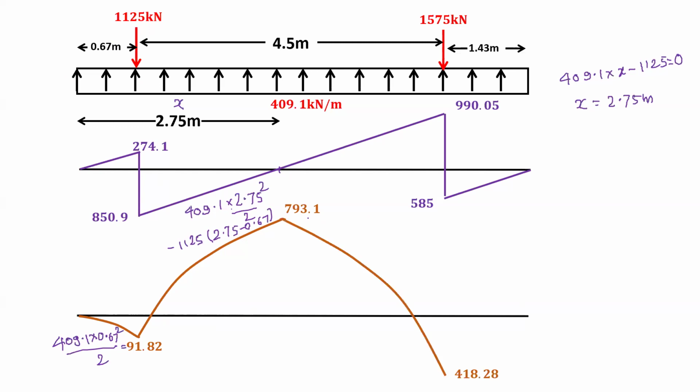Then we have 418.28. Now instead of coming from the left, we can come from the right, and we have 409.1 into 1.43 square by 2. From this we get 418.28. So this is the diagram of BMD, and we will write BMD in kilonewton meter.